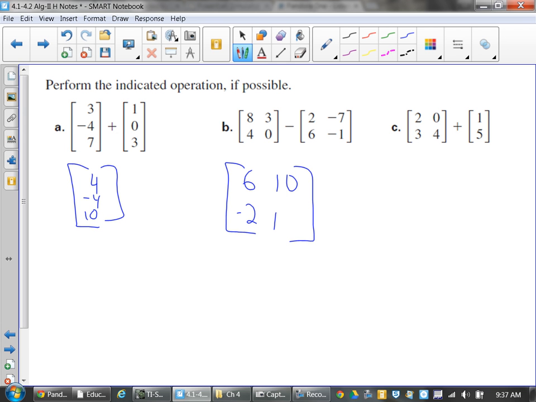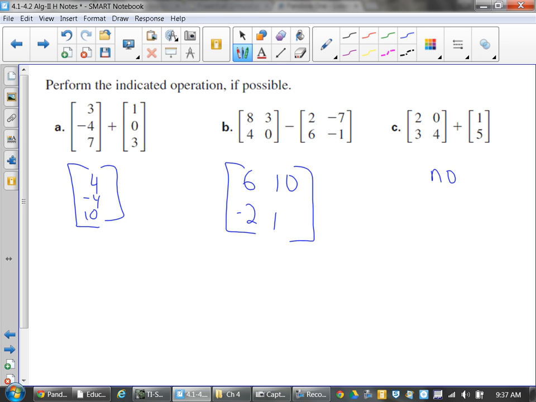And then what do I do for the last one? Add another row, same thing. Do they have the same dimensions? No. Can't do it. In order to add or subtract, they have to be the same size, the same dimension. If they're not, you can't do it.